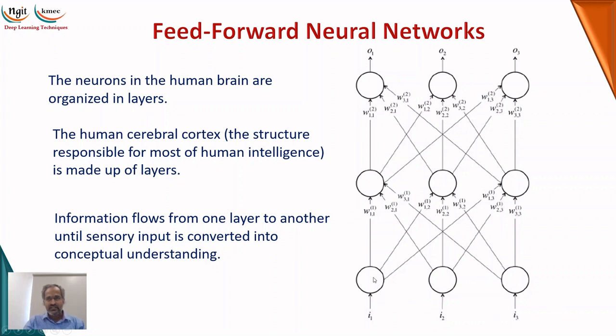We have 3 inputs, and we have another layer of neurons, and this neuron is connected with all the inputs. This neuron is also connected with all the inputs. This neuron is also connected with all the inputs. And at the next level, we have one more layer. Here this neuron is connected with all the neurons of the previous layer, and this neuron is connected with all the neurons of the previous layer, and so on.